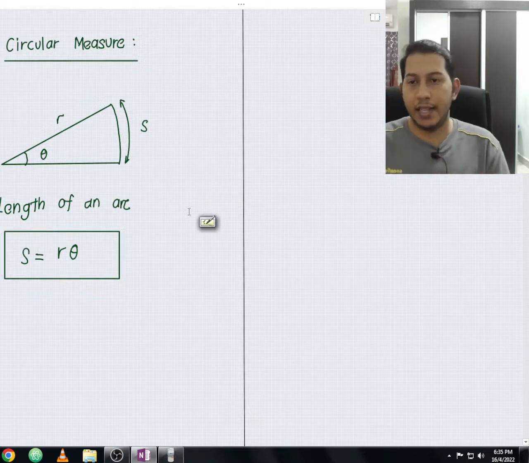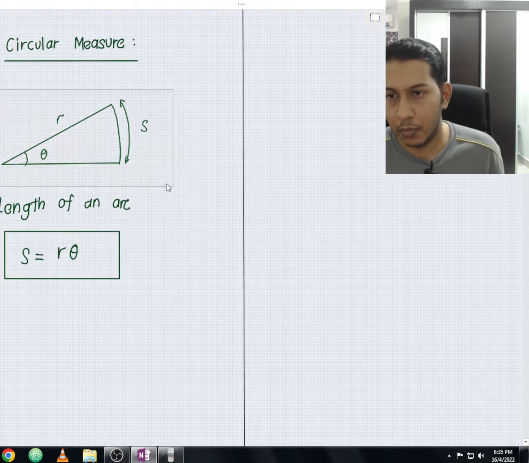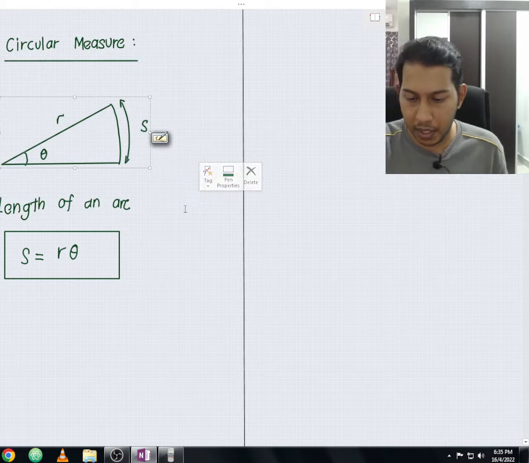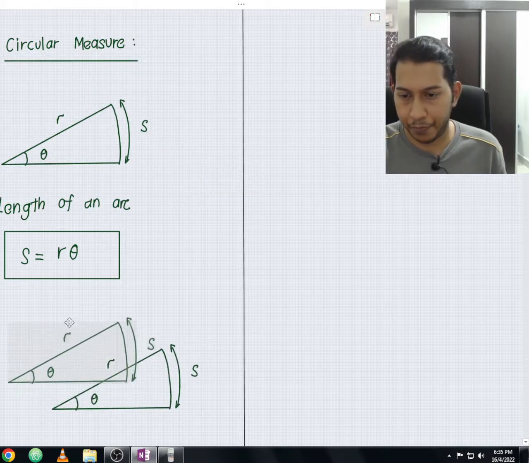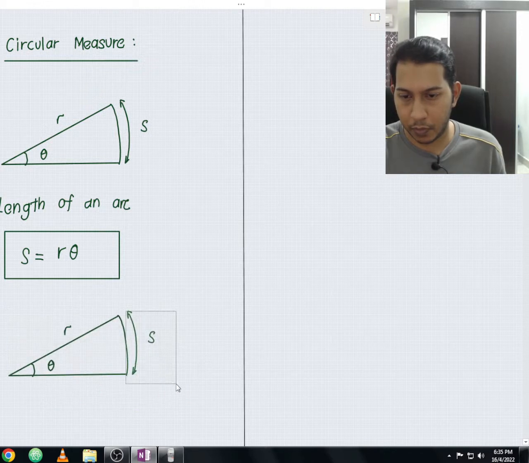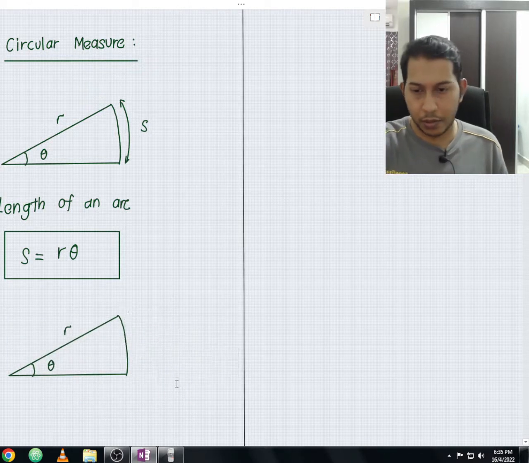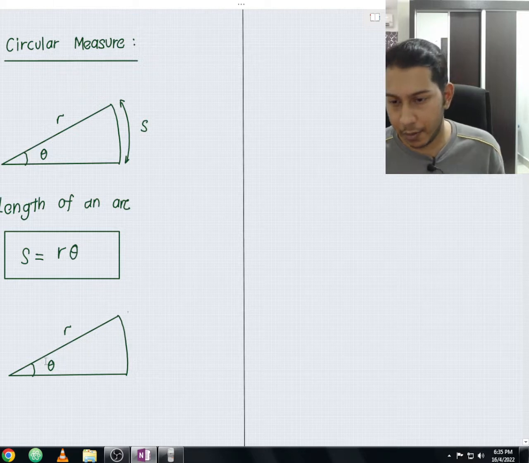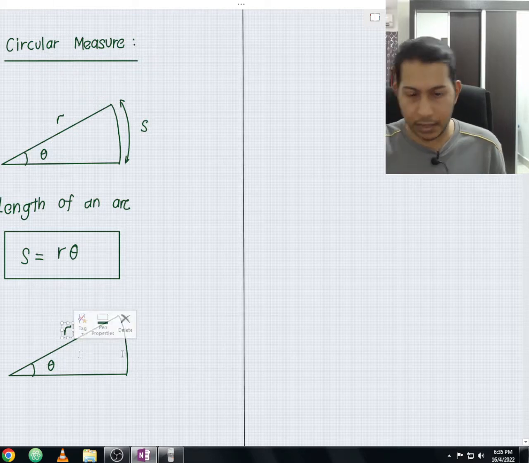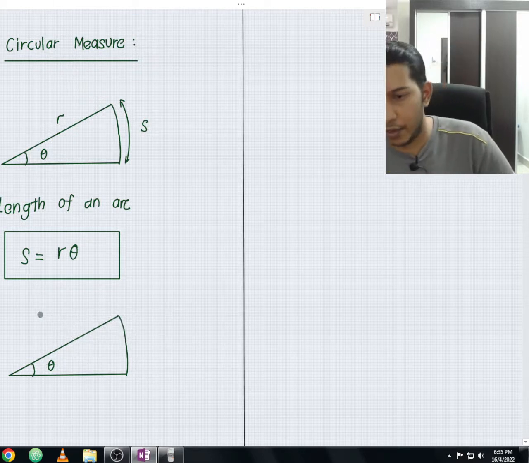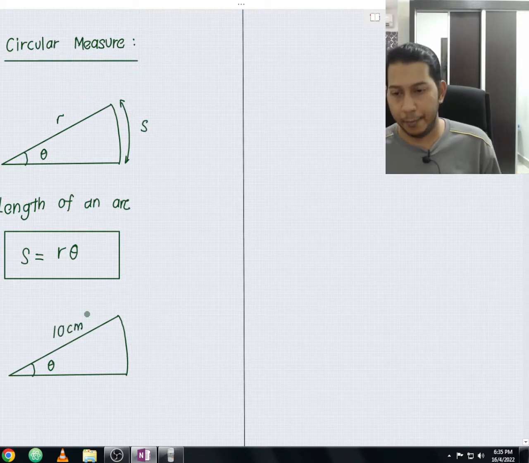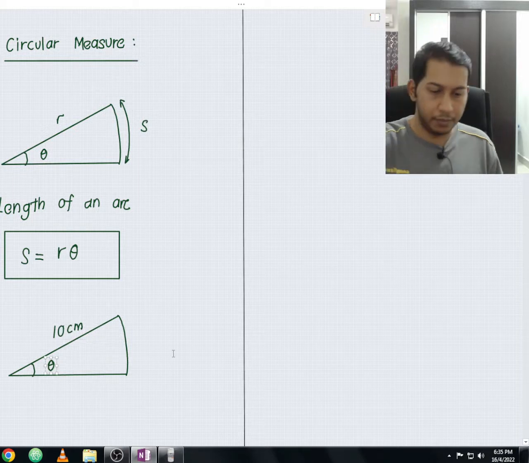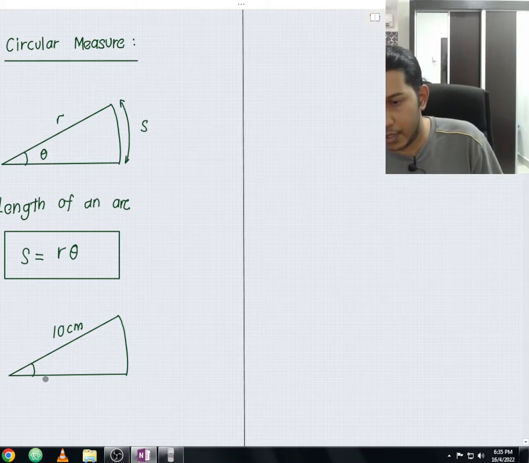Let's say for an example, let me copy this sector over here. The radius, let's say for example, they gave you 10 centimeter. The angle, they give you 60 degree.